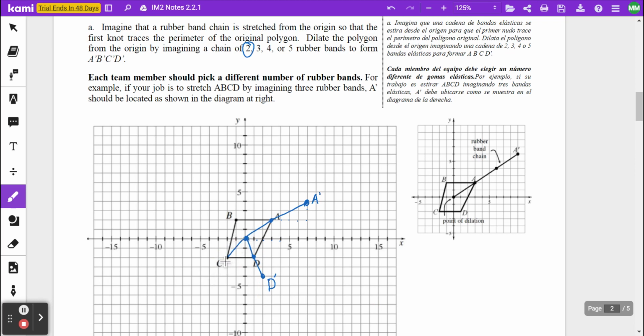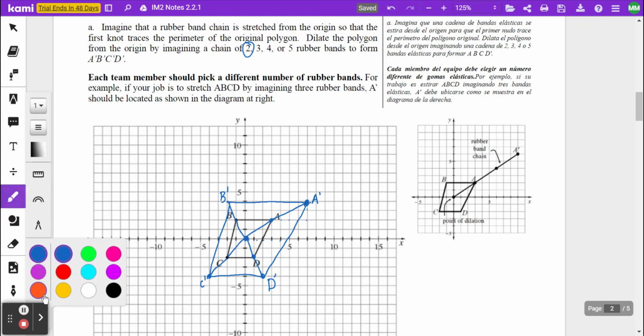Doubling the distance from the origin to C. Here's C prime. Doubling the distance from the origin to B. Here's B prime. And let me draw that dilation as carefully as I can. Oops. All right, it'll have to be good enough. Okay, and I'm also going to do it in another color so that we can have our comparisons.